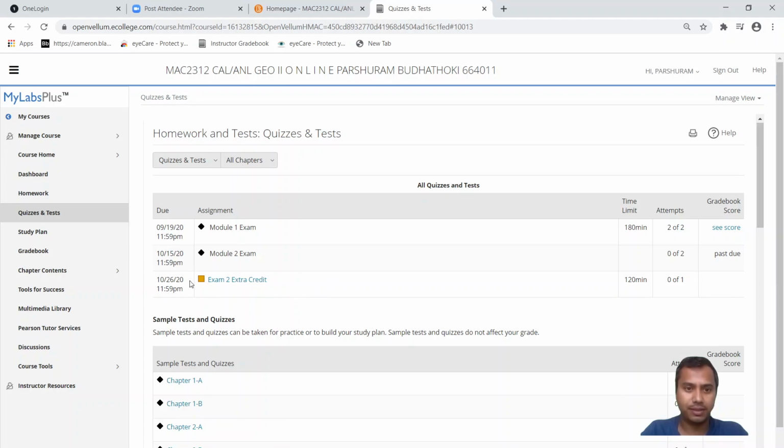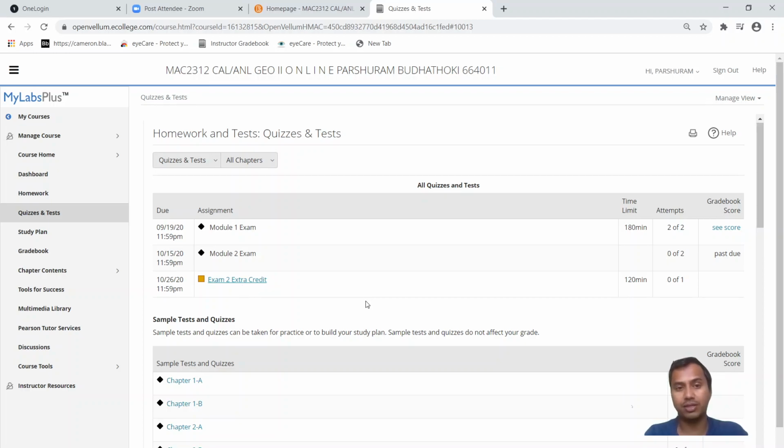I have made this assignment, exam 2 extra credit, available. You just have to go to your MyLab Plus account, and there you can see exam 2 extra credit available. This is an opportunity for you to get some extra points for your proctored exam 2 in D2L. There are 20 questions, and the maximum time you are going to get for this assignment is 2 hours, which is 120 minutes. So make sure that whenever you have those 2 hours available, you start taking this assignment.